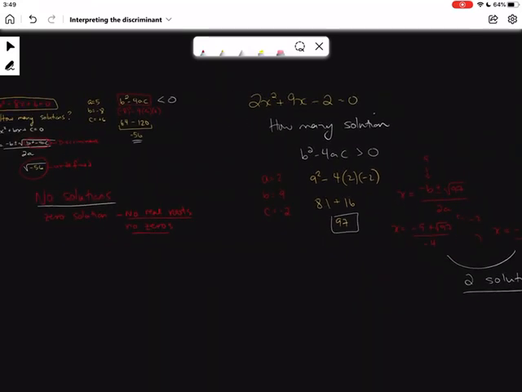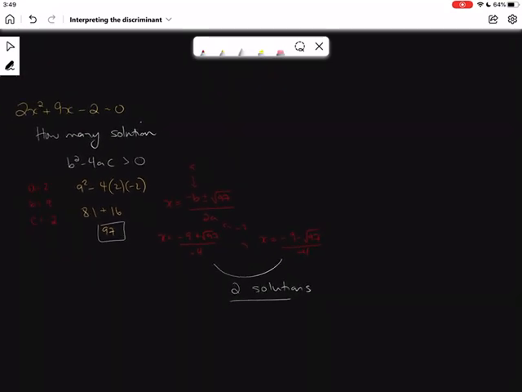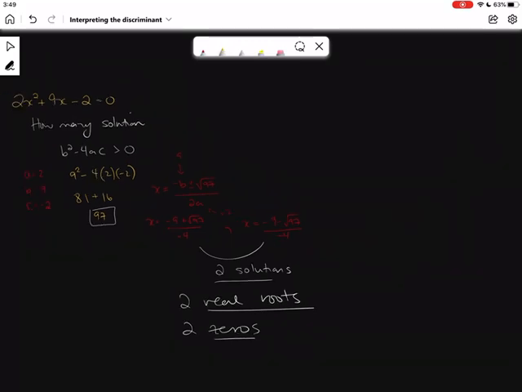Okay, so you can have 0 solutions or you can have 2 solutions. And again, I could say something like, this generates 2 real roots, or this has 2 zeros. So again, I can use that language to describe what's happening there. But now let's take an example where perhaps something a little bit different is happening.